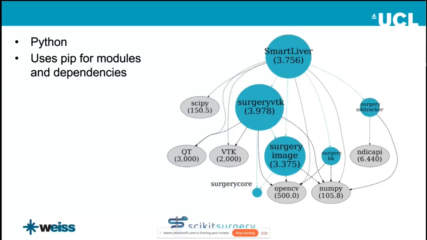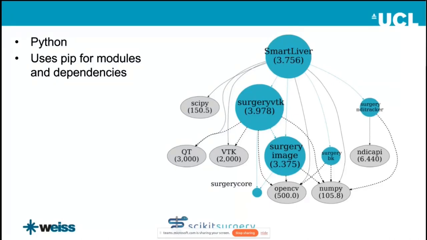So if we do a pip install smart liver, it will automatically install SciKit-Surgery VTK, and it will download pre-built binaries. It will do all of this within a couple of minutes, as opposed to 12 hours for CMake on a big project. And so what we find is that an individual researcher can first of all build their own applications. We've seen that. We've had people publish on this using components.